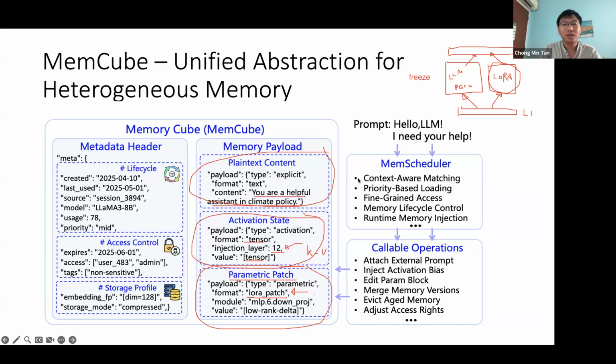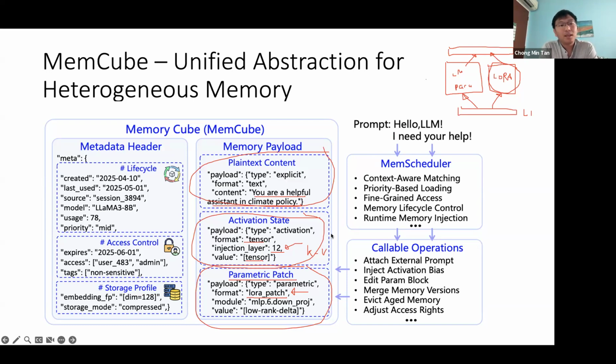The best approach is we can apply it directly to the LM parameters itself. But I don't think this is done for MemOS, right? So I also did ask the authors of MemOS. I asked on their Discord group. I asked them, if I use closed source LMs, how am I going to do the activation state and the parametric patch, right? Because you have no access to the models.